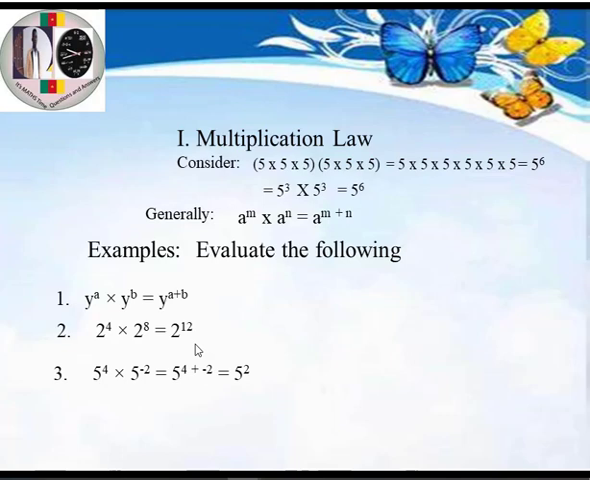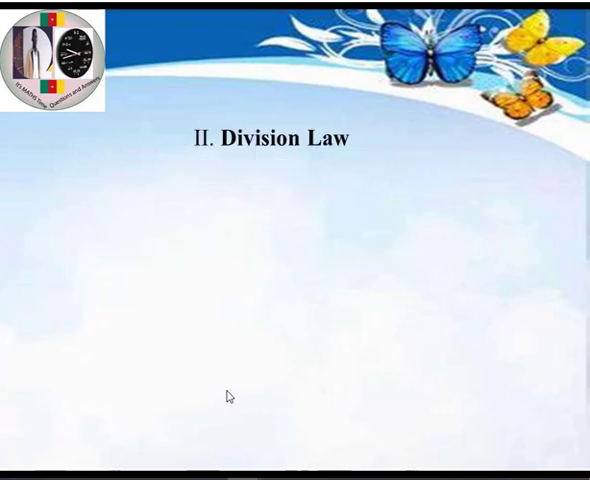The next example is 5 power 4 times 5 power minus 2. Again, the bases are the same and we are multiplying, so we add the powers. So we are going to have 5 power 4 plus minus 2. So plus minus 2 is simply the same as minus 2. So we are going to have 4 minus 2, which is 2. So we are going to have 5 power 2.